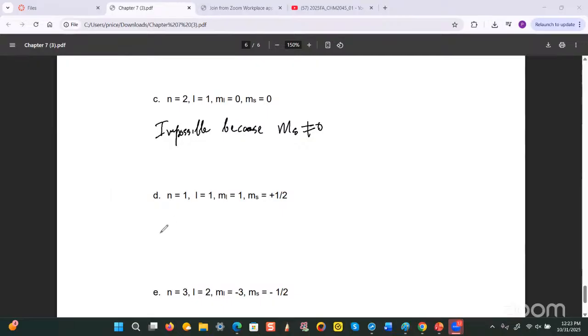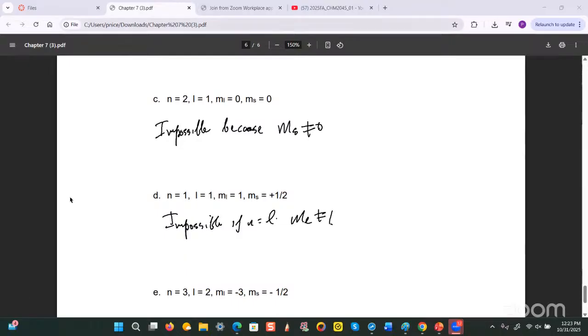Okay, what about D? Is this possible or impossible? Impossible. Okay, why is it impossible? Let me write down impossible first. Impossible because n equals 1, so L can only equal 0. It's impossible because if n is equal to 1, then ML cannot be equal to 1 because ML can only be equal to 0, right?